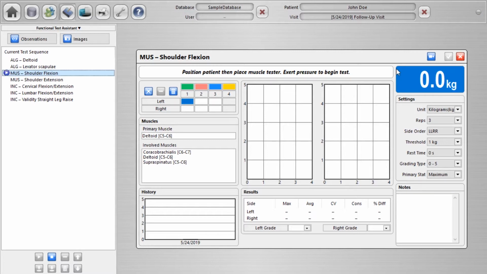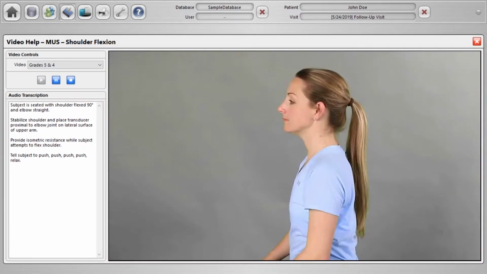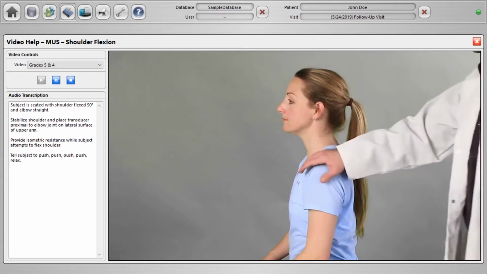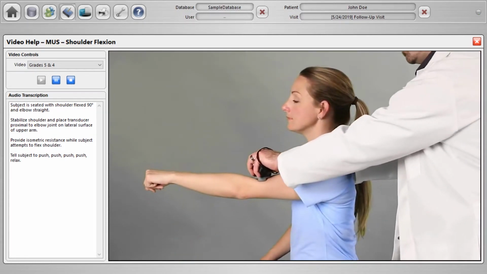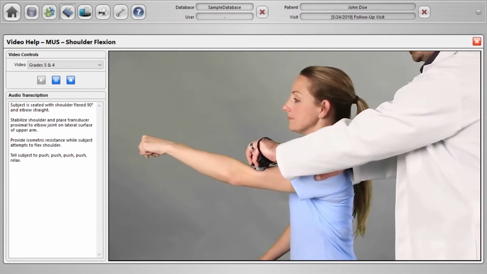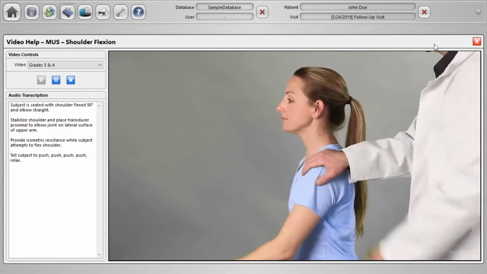So we're going to take a look at the video for this test as well. Subject is seated with shoulder flexed 90 degrees and elbow straight. Stabilize shoulder and place transducer proximal to elbow joint on lateral surface of upper arm. Provide isometric resistance while subject attempts to flex shoulder. Tell subject to push, push, push, push, relax.